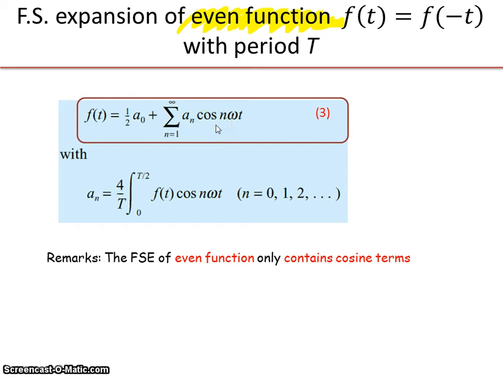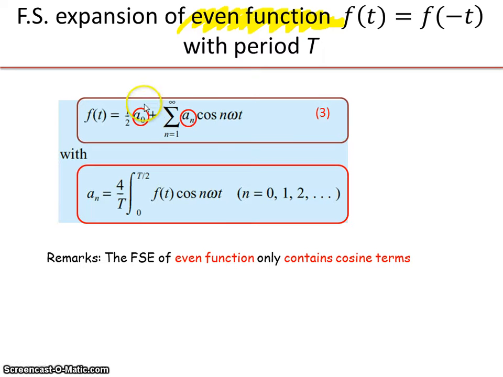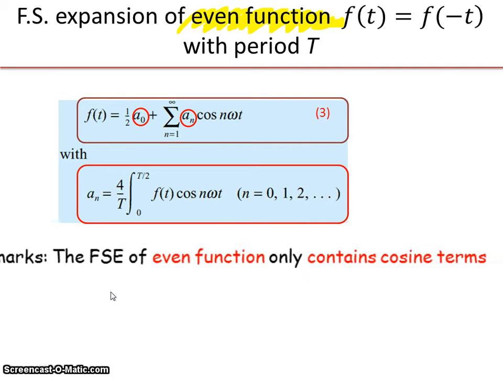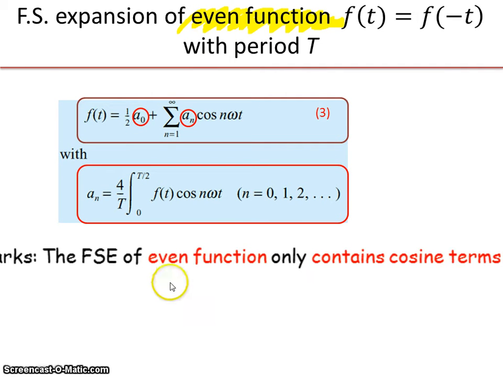In this case, we need only find a naught and an, which can be defined as this one. And you can see here that the an for this formula is different from the one defined in the general formula of Fourier series expansion. We can also see that the Fourier series expansion of an even function only contains cosine terms.